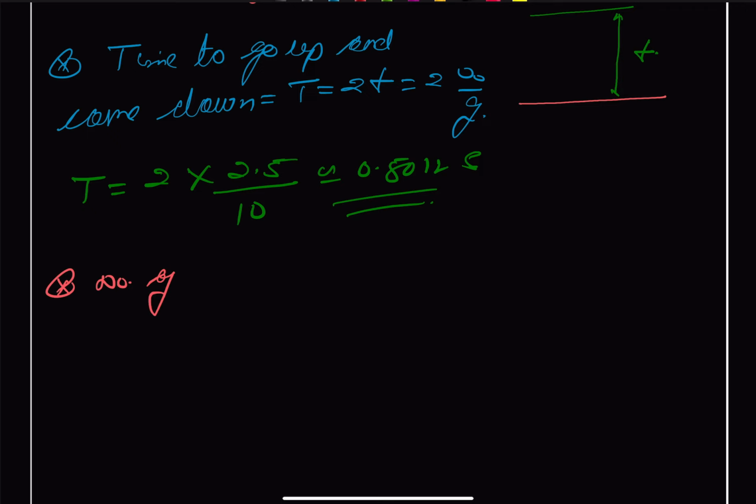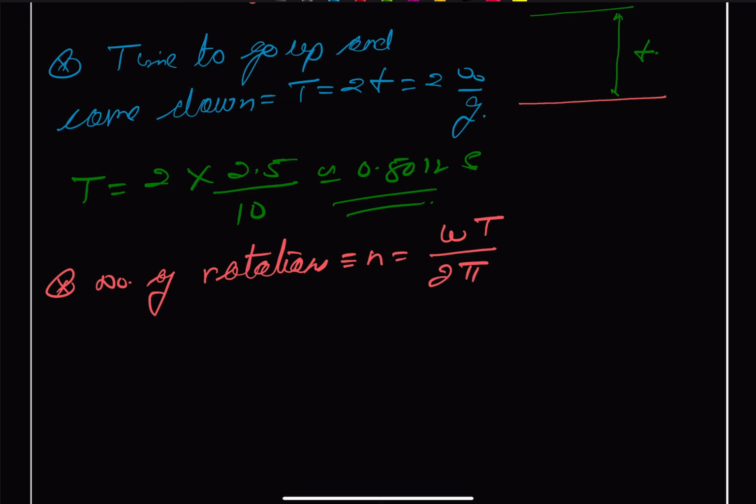Number of rotations. Let us suppose that is our n, which will be equal to omega T divided by 2 pi. Sorry, this is capital T, because it is going to rotate going up as well as coming down also.